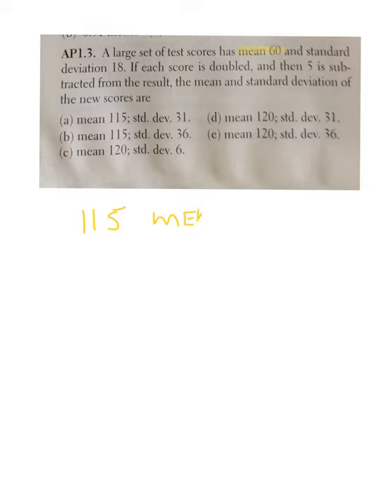And then don't forget that the standard deviation, we only multiply. We don't do the adding and subtracting. So let's see. Standard deviation is 18. Whoops, 18 right there. So double it, but don't subtract the 5, which would be 36 would be the standard deviation. Let's see if that's one of the choices. Ha, got it. That is letter B. Okay, so yes, don't forget. Mean is affected by all that stuff. Standard deviation is only when you multiply or divide. Okay, let's go to the next one.